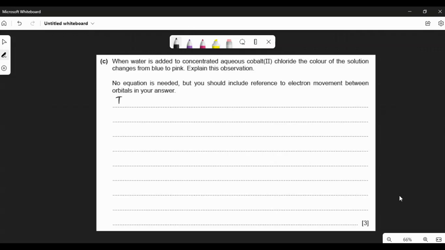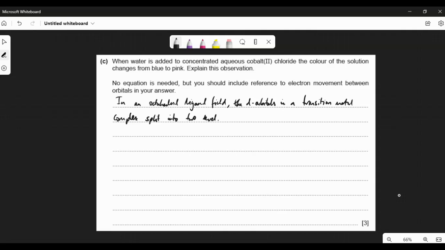In an octahedral ligand field, and again, as I've said this many times before, do this at double speed, because I tend to take too long on these. In an octahedral ligand field, the d orbitals in a transition metal complex split into two levels. That's important, I think.